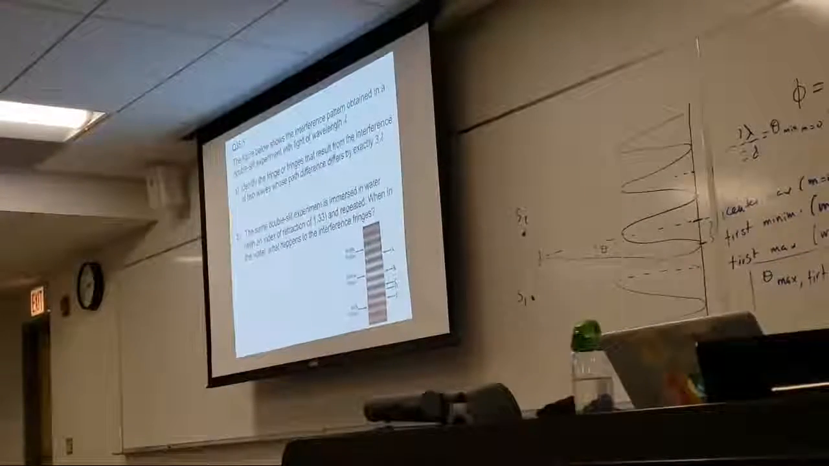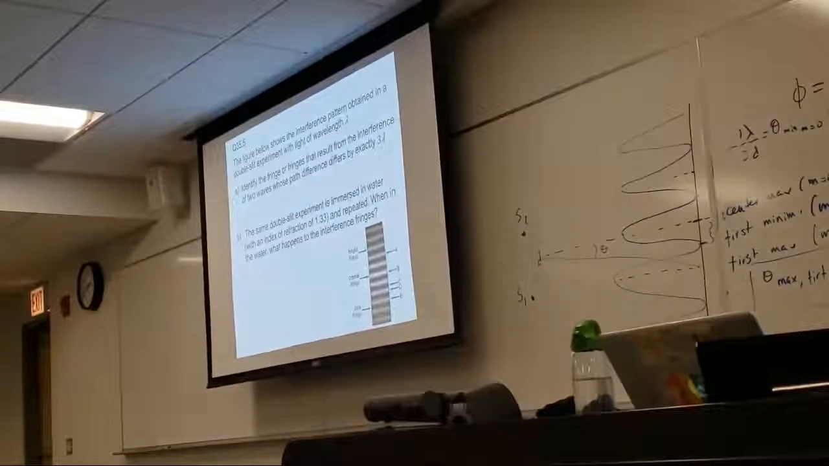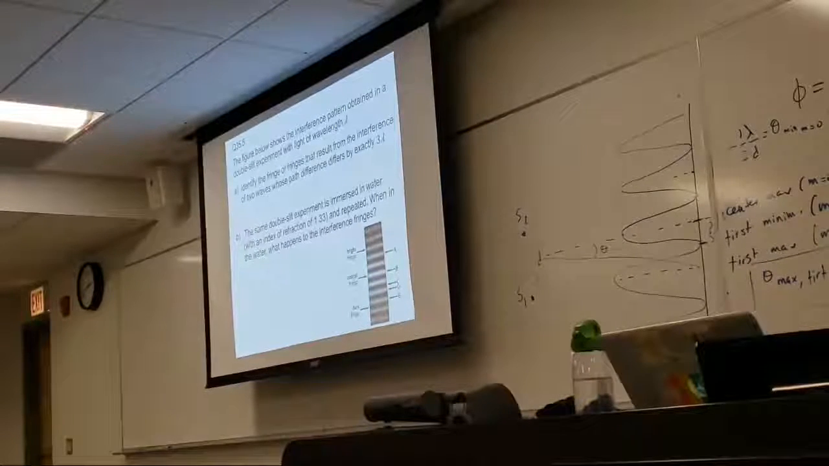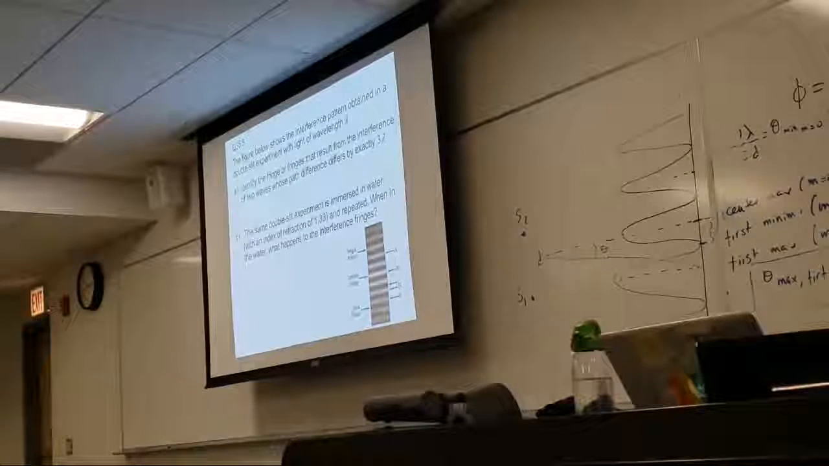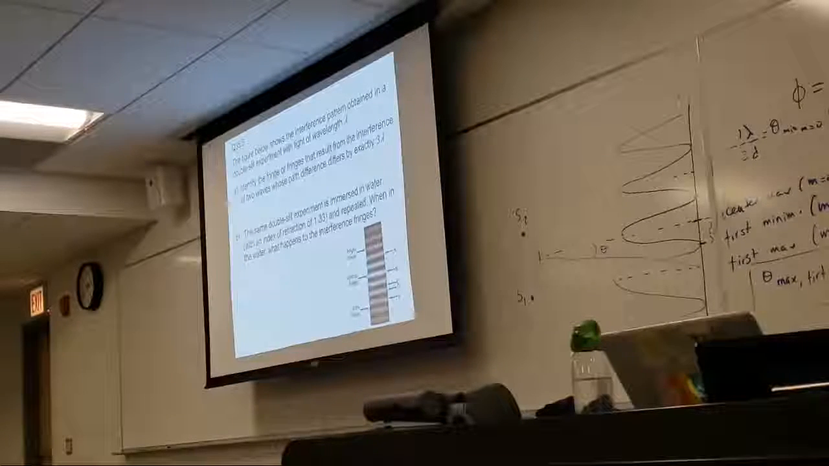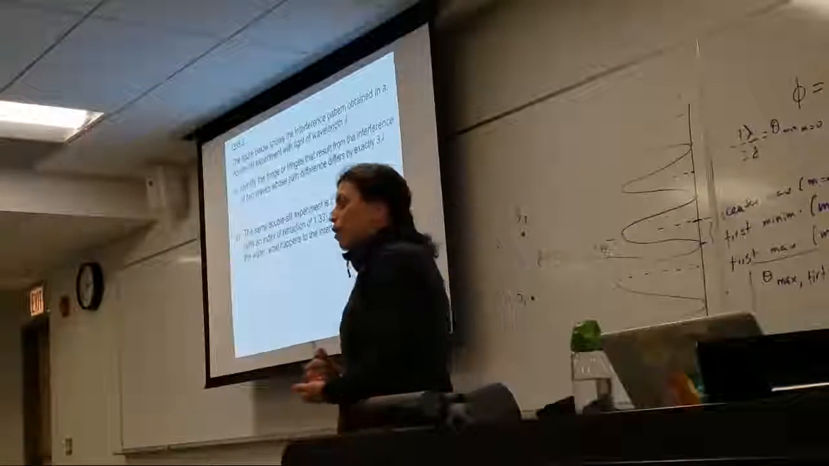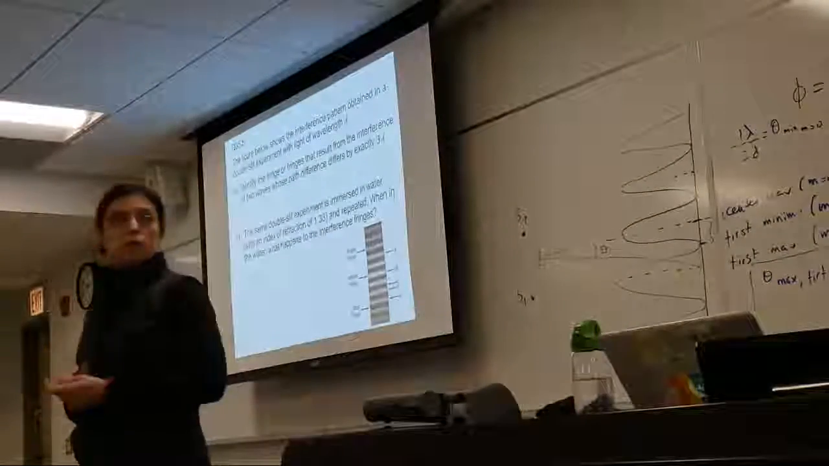The same double slit experiment is immersed in water, which has index of refraction 1.33, and repeat it. When in the water, what happens to the interference fringes? What happens to lambda when it goes through a new material? It becomes smaller.